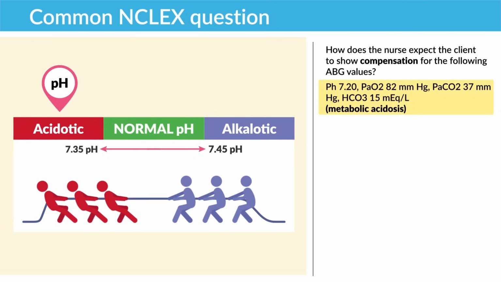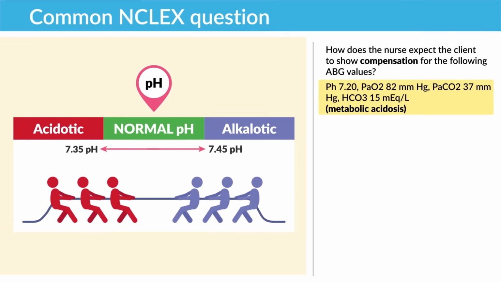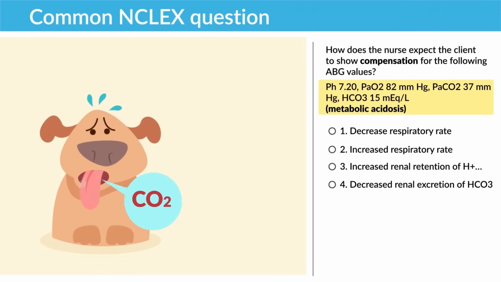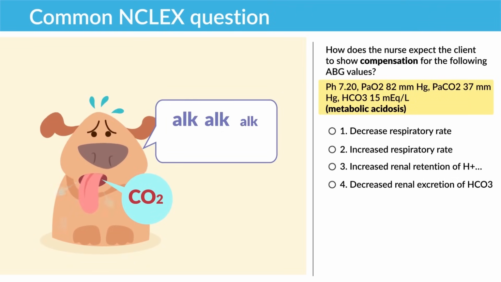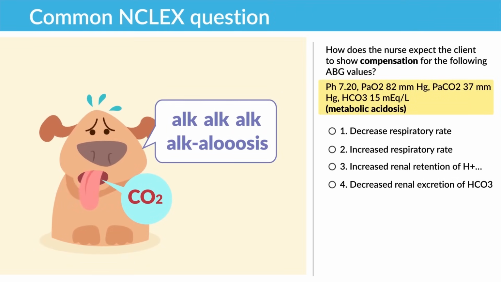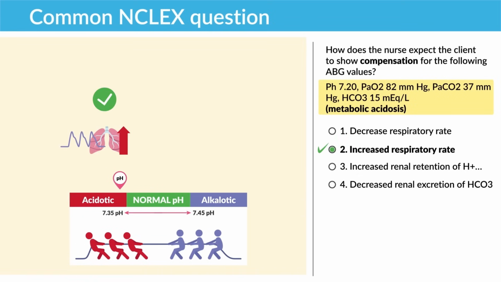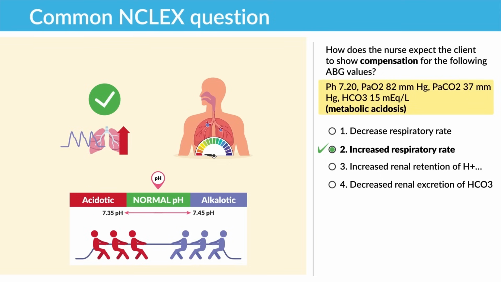So just think metabolic acidosis, right? They need to go into alkalosis. So alkalosis, they need to breathe faster, hyperventilation. So the correct answer is to increase the respiratory rate to blow off all that acid, that carbon dioxide. Decreasing the respiratory rate would lead to more acidosis. So option 2 is correct.